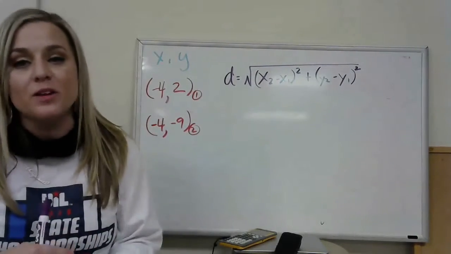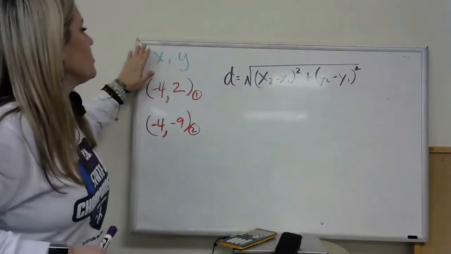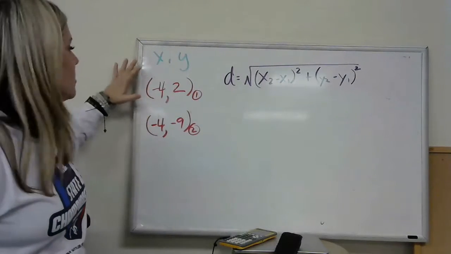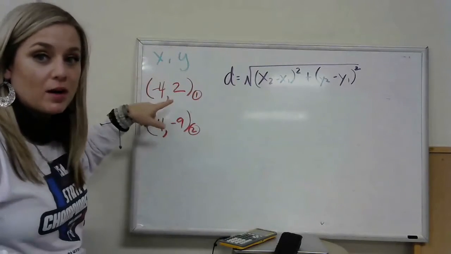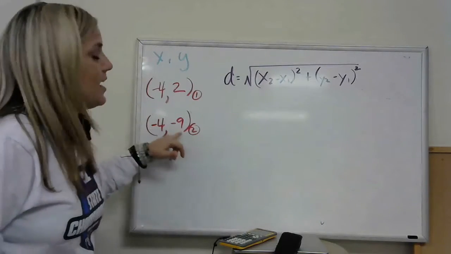Okay, so please do me a favor. Try to do this on your own, see if you can get it right. All right. So here's our x and y coordinates. This is our first set, -4 and +2. Our second set of coordinates is -4 and -9.